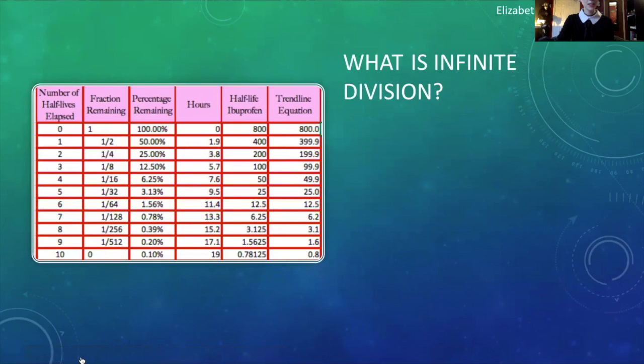What is infinite division? Infinite division means that any section of time and space can be divided into an infinite number of possibilities, or smaller and smaller pieces. This is important because of the property of stable and probability distributions. So as you can see from the numbers of half-lives elapsed versus the fraction remaining and the percentage in hours, you get more information from it.